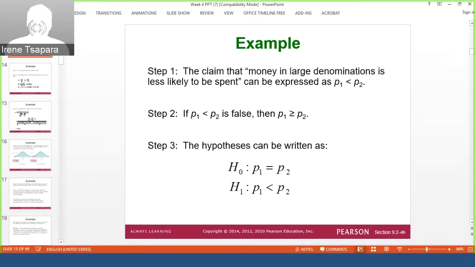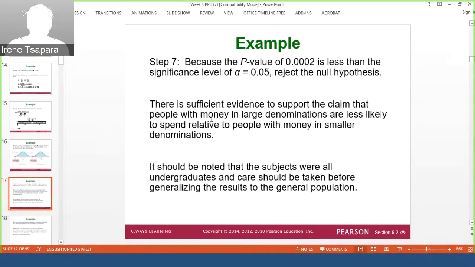So if I have to reject the null hypothesis, then this means that I have enough evidence to believe that the alternative hypothesis is correct. So there is sufficient evidence to support the alternative hypothesis, that is the claim, that people with money in large denominations are less likely to spend relative to people with smaller denominations. And this is the conclusion of the test.